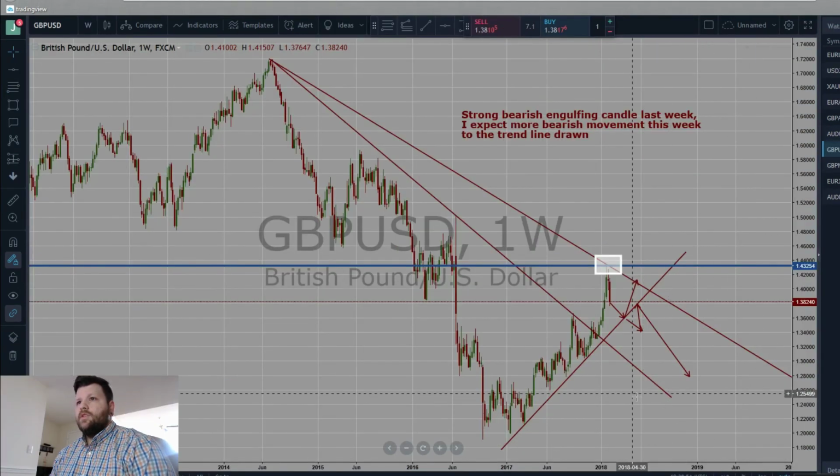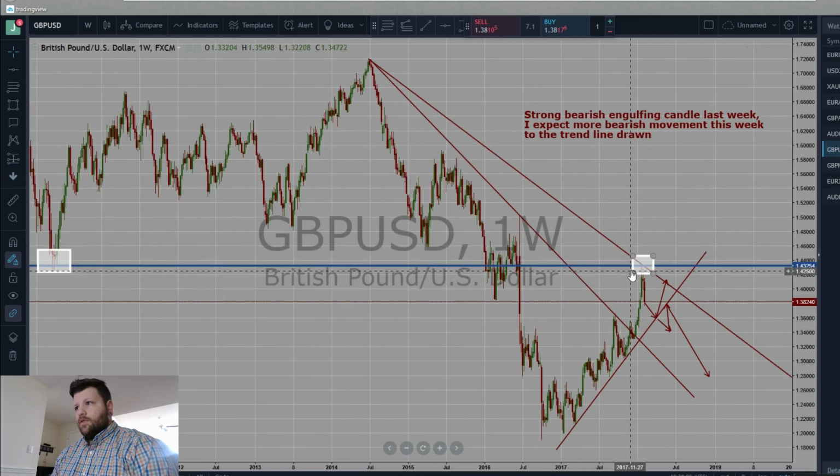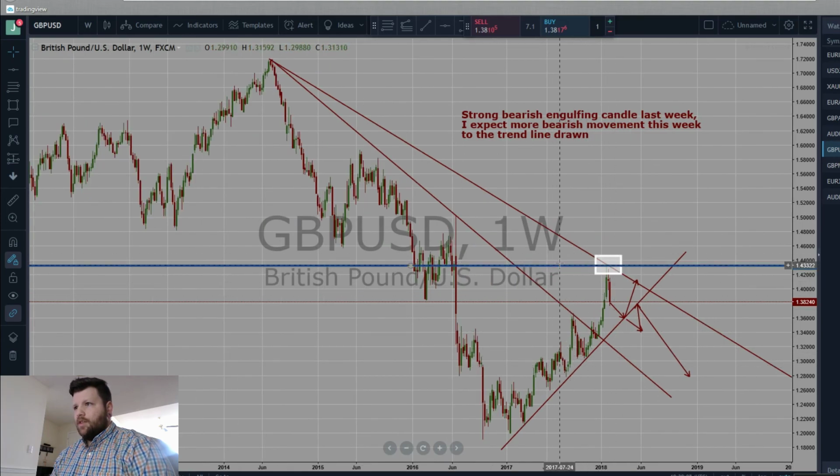Alright, next up is GbpUsd. Looking at GbpUsd, let me zoom out. The reason why I have this horizontal line drawn, the support and resistance level right here, is because it touches from way back here. But we'll zoom back in. This is a pretty simple chart. I have a couple of trend lines drawn.